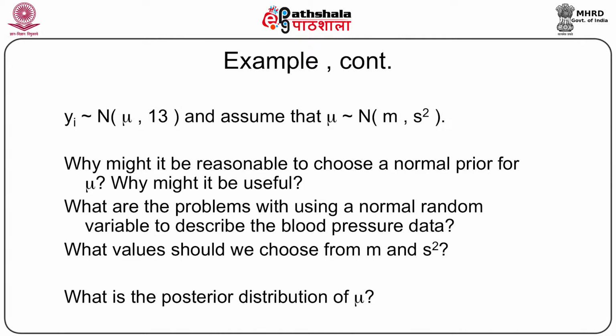Why might it be useful? What are the problems with using a normal random variable to describe the blood pressure data? What values should we choose for m and s square? What is the posterior distribution of mu? So we'll answer some of these questions next.